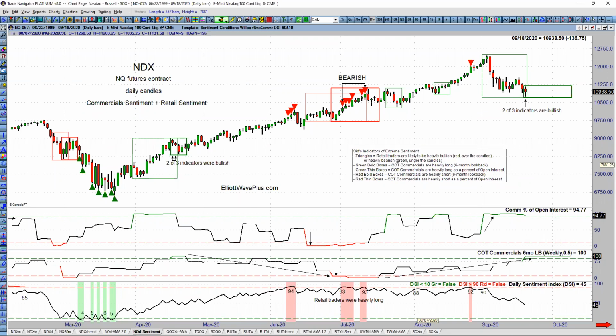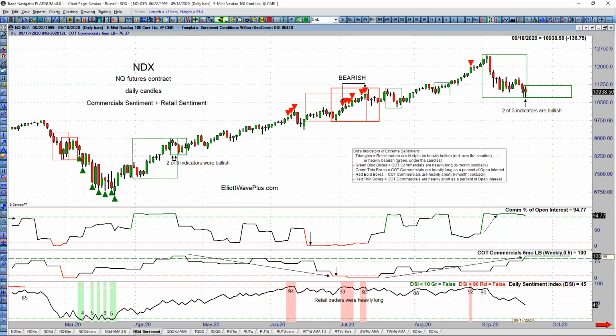Beware of this situation. I already showed you that it was pretty obvious that the commercials were kind of giving up on the Dow and the S&P, but not the Nasdaq. Not the Nasdaq. You can see commercials as a percent of open interest are heavily long. Commercials on a 6-month lookback are as long as they've been at any point in the last 6 months. Isn't that amazing?